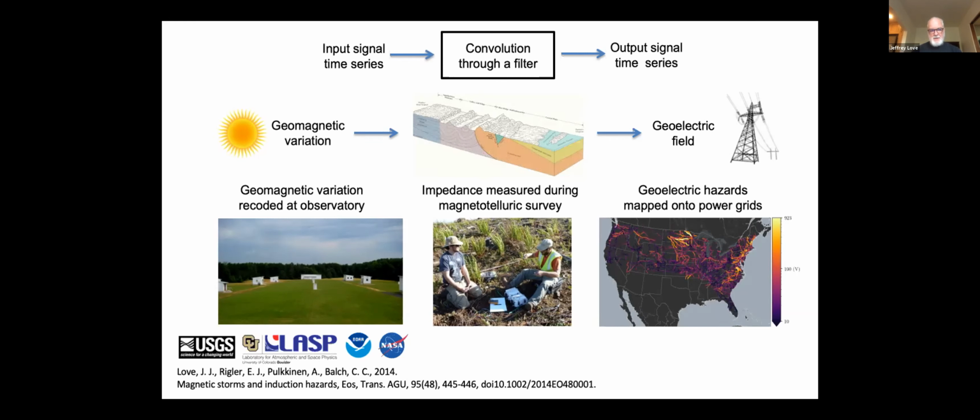Just in an abstract sense, we have an input signal which is being convolved through a filter, and we get an output signal. In particular, these signals that we're interested in are generated, as already described, by solar activity that causes geomagnetic activity at the Earth, and that leads to the induction of electric fields in the heterogeneous electrically conducting solid Earth. I'll show that schematically with this cross-section of the Eastern United States. And again, that geoelectric field quantity is what's interesting to the power grid industry.